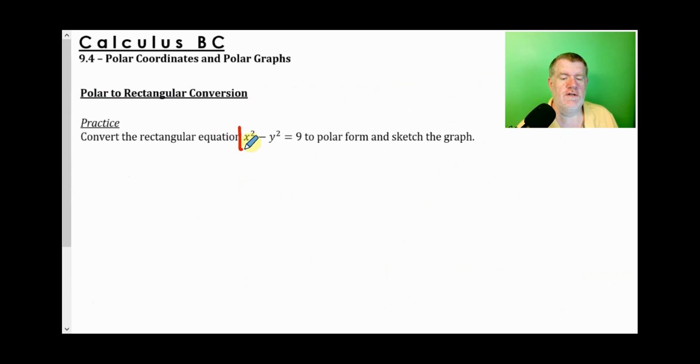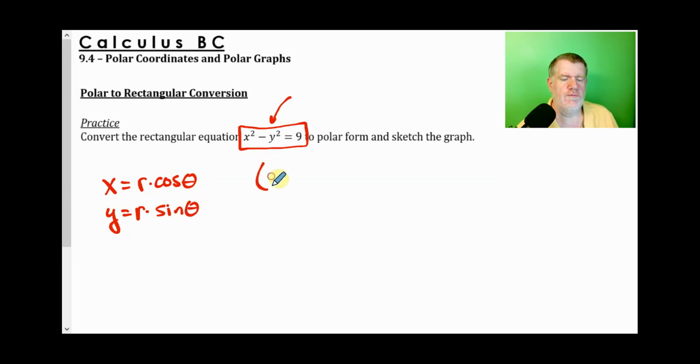We're going to convert this rectangular graph to a polar form. I don't know if you remember much about conic sections, but that's a hyperbola. Okay. Either way, doesn't matter. What information do we need to convert that? Well, remember this, and remember this. So I'm going to put r cosine theta squared minus r sine theta squared equals 9.